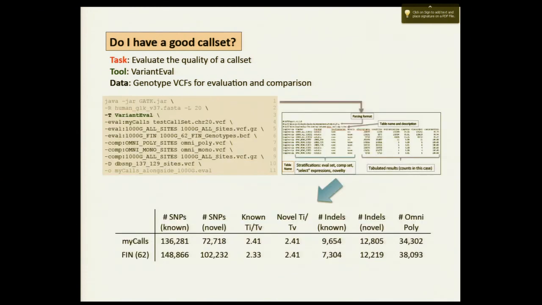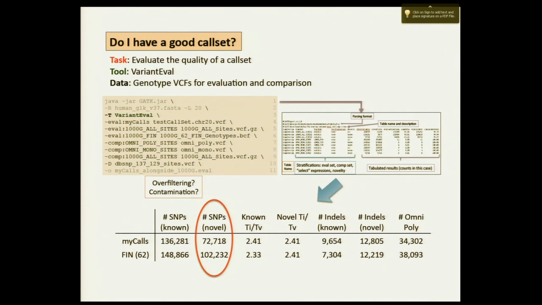I went through that already. And so what I get is this big output table that you saw before. You can condense it down and say, here are the known SNPs for my calls against the Finnish, and novel. You can already see a slight difference in the novel calls: there are about 30,000 calls that I would expect that I'm not really seeing. But all of the other metrics very much line up, right?